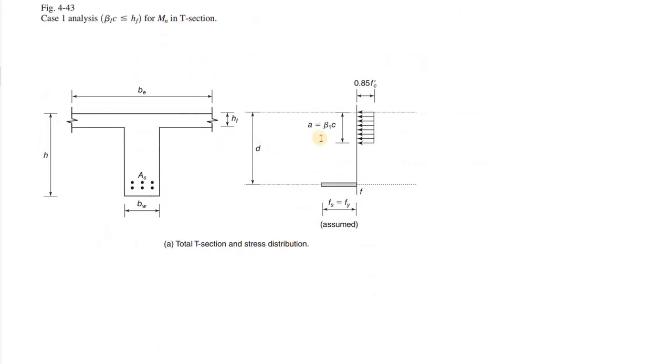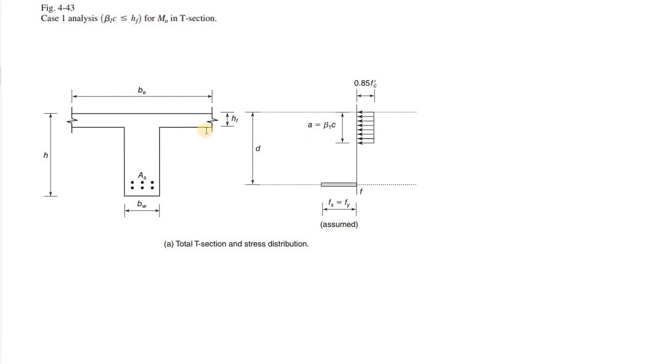But in the second case, if the A value is greater than HF, now we have two widths for the compression zone. One is BE for the flange, and the second is the smaller width BW for some part of the web. So how should we work around this problem? You may feel that the Whitney stress block concept would be inappropriate for the second case in which A is greater than HF.